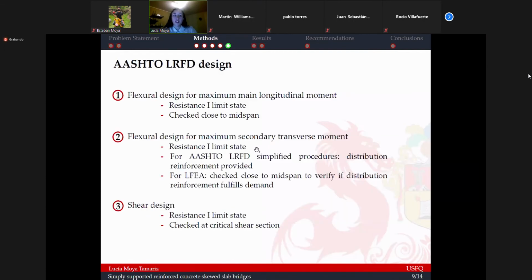And then once we finished with the analysis from the 80 case study bridges, we moved on to design. And both for bending moments and for shear, we just used the Strength I limit state. And also when we were checking the secondary transverse bending moments, it's important to mention that in the AASHTO LRFD simplified procedures, we do not have to calculate any magnitude, but actually the code only provides what's called a distribution reinforcement that, among other things, is meant to take care of the transverse effect.